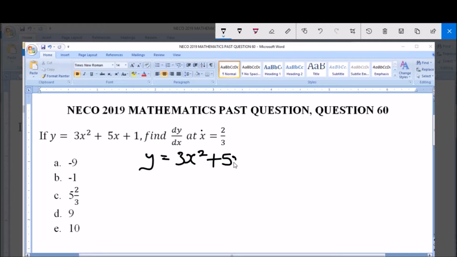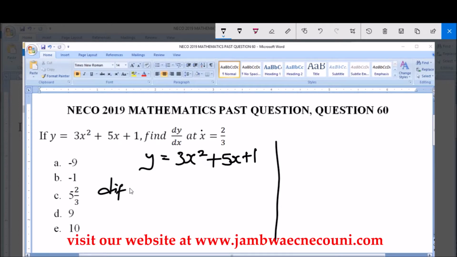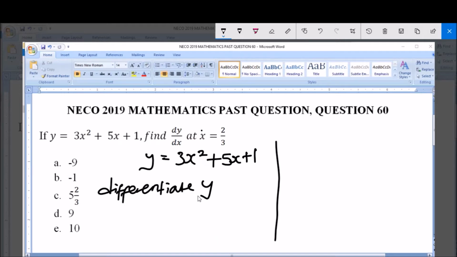Now let's simplify this. First of all, we have to find dy/dx. What dy/dx simply means is differentiation. So we have to differentiate. Whenever you see dy/dx, it means differentiate y with respect to x. That's what dy/dx means. So definitely we have to do that.